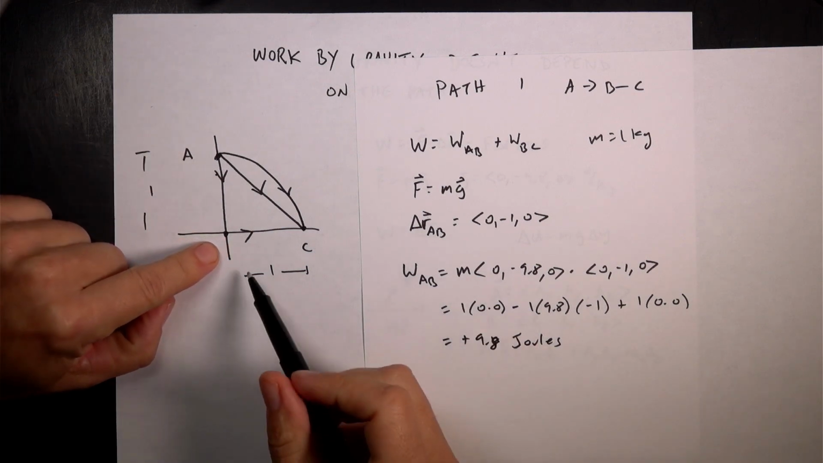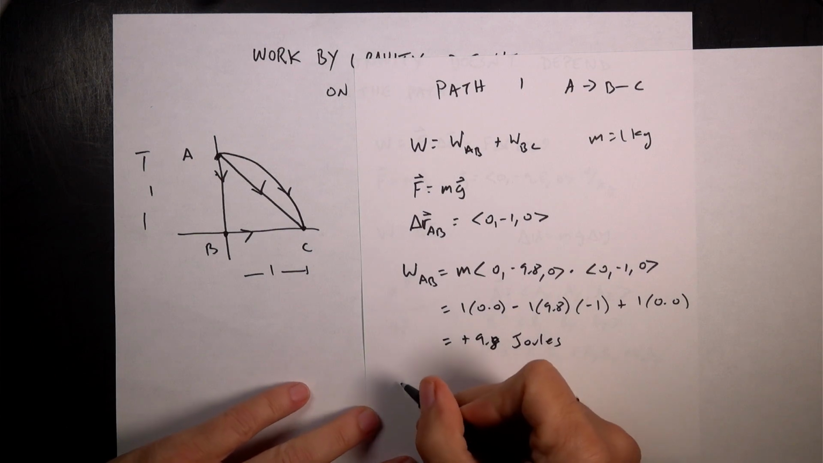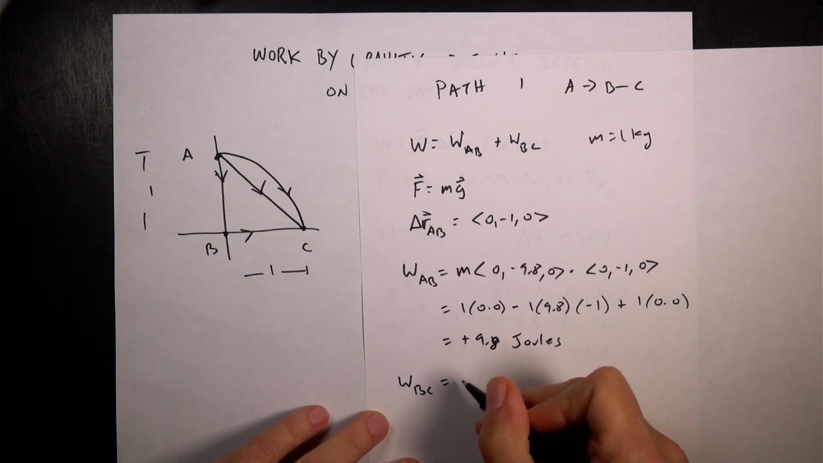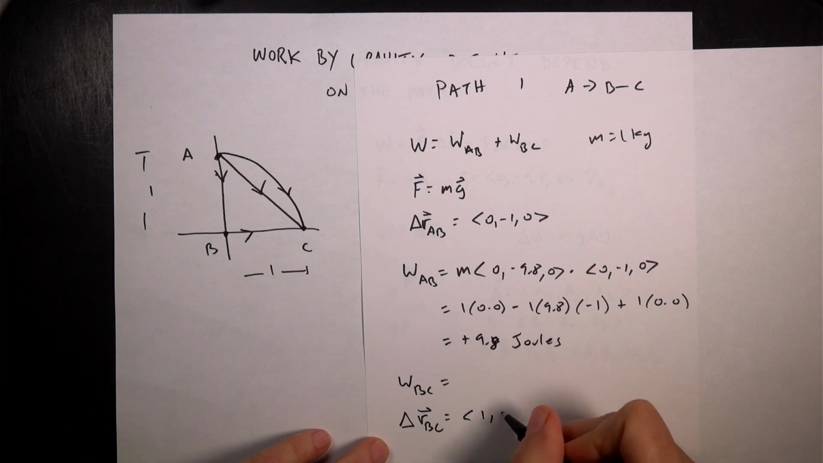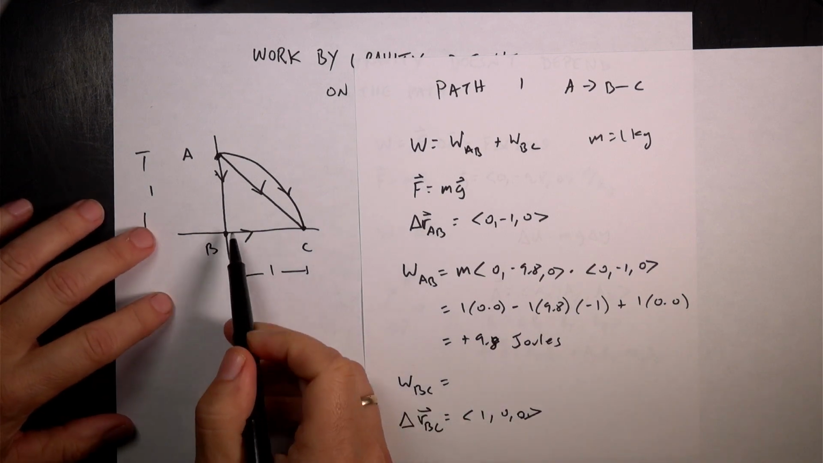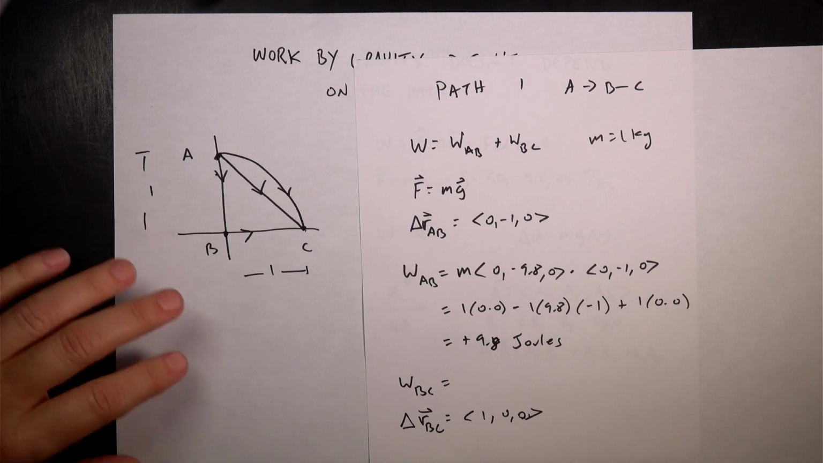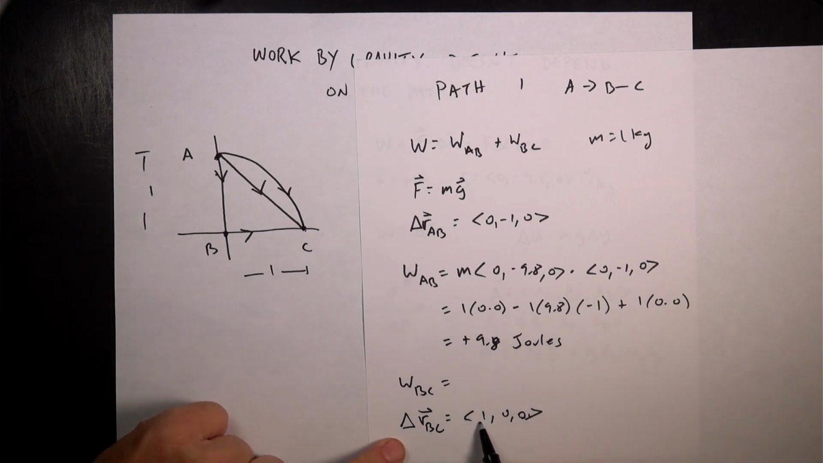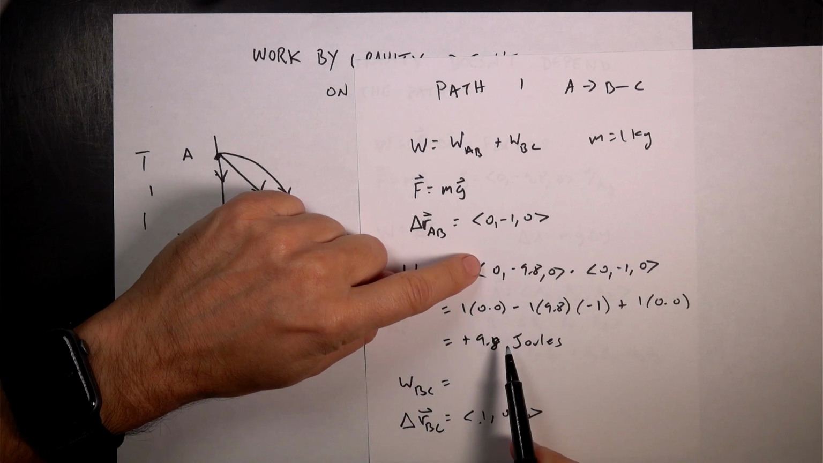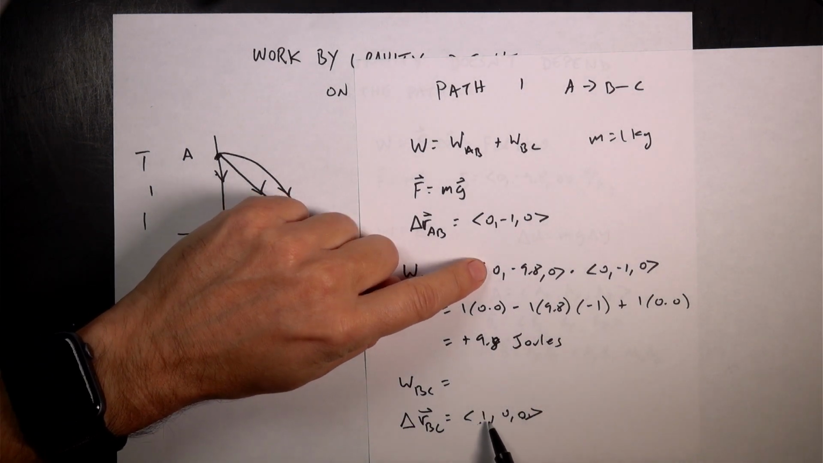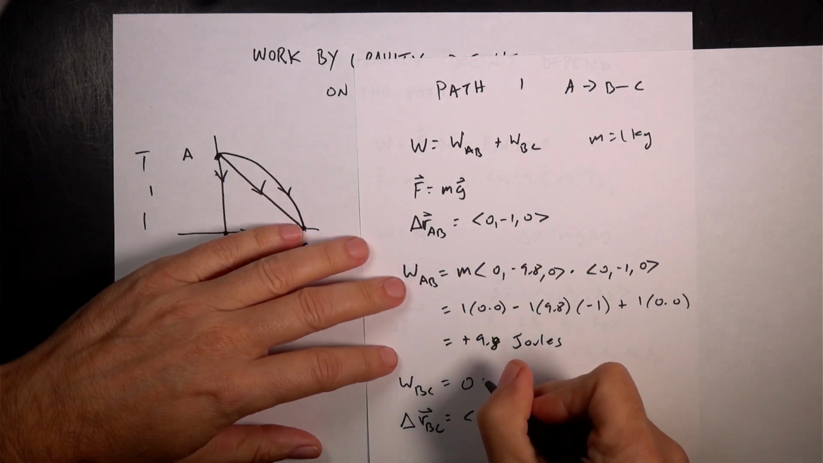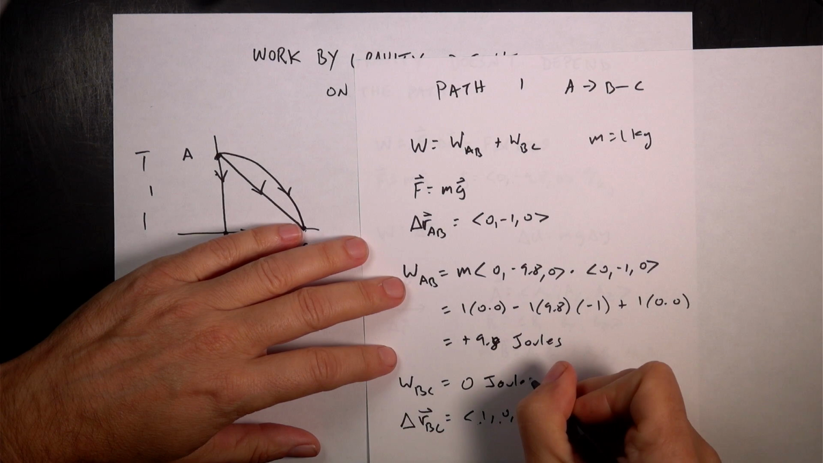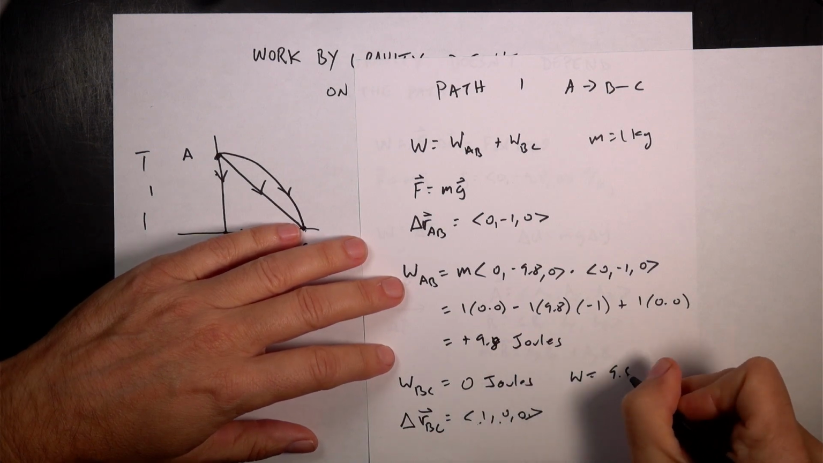Okay, now let's do from B to C. So work B to C, I need to know delta R B to C. That's going to be the vector 1, 0, 0, right? Because if I'm going from here to there, I'm moving 1 in the x direction. Now, if I do the dot product with this, I can get 1 times 0, 0 times 9.8, and 0 times 0. So that's going to give me 0. So the work done on BC is 0 joules, and the total work is going to be 9.8 joules.